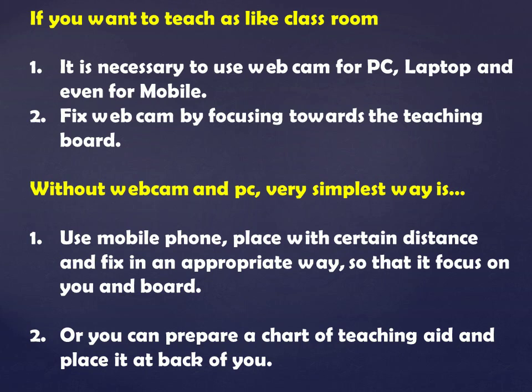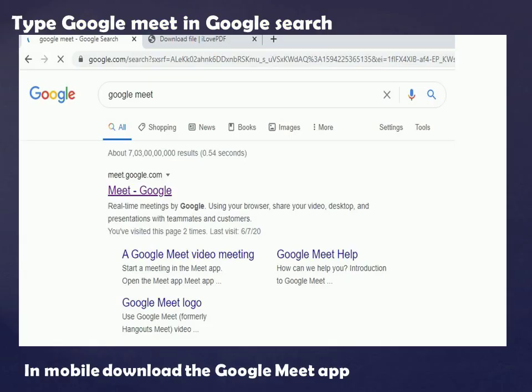Now, let's start with Google Meet. How can we make use of it? Simply type Google Meet in the Google search. You'll get a link over there. Click on Meet Google so that the home page of Google Meet will open. This is for a PC or any laptop. Suppose you are using mobile, you have to download the Google Meet app, and by using that app you can directly conduct a meeting.